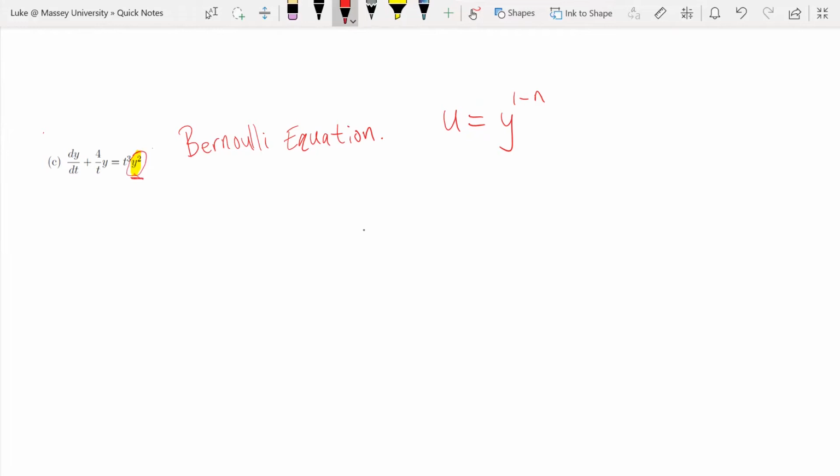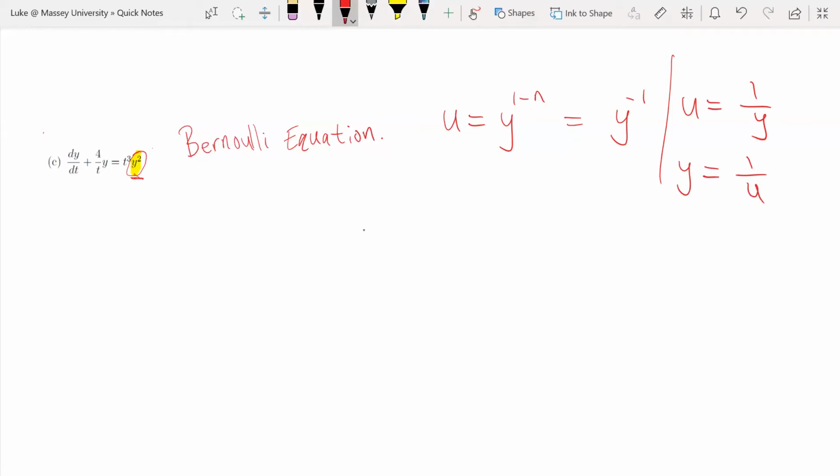N is the power of the y on the right hand side. So 1 minus 2 is negative 1. So our substitution is going to be u is equal to y to the power of minus 1. Okay, so I can write that in two ways. I can write u is equal to 1 over y, or y is equal to 1 over u.